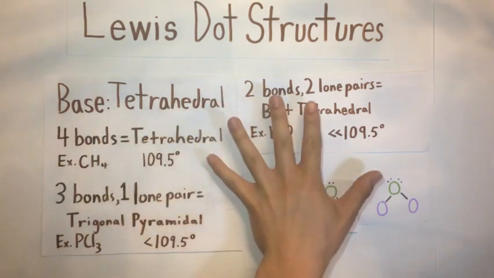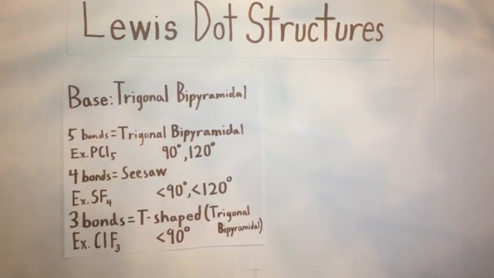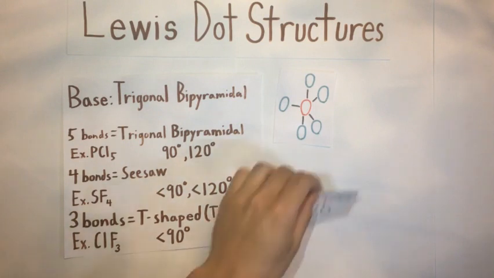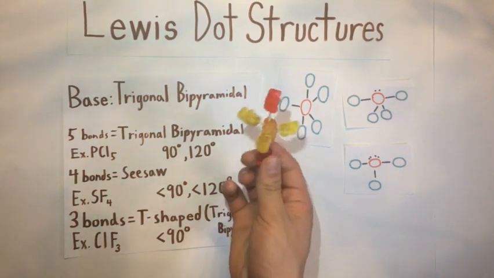If the sum of bonds and lone pairs on the central atom is 5, the base shape is trigonal bipyramidal. When there are 4 bonds and 1 lone pair, the geometry is seesaw, and its bond angles are less than 90 degrees and less than 120 degrees. An example of this geometry is SF4. When there are 3 bonds and 2 lone pairs, the geometry is T-shaped, and the bond angles are less than 90 degrees. An example of this geometry is ClF3.